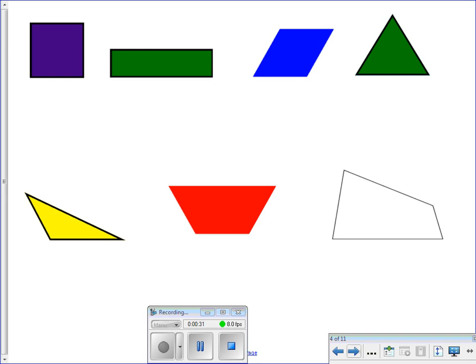So take a look at the board and the different figures on the board. The first figure, square. How would we find the area of a square? Yep, we could do area equals base times height. What else could we do for a square? Yep. Anybody have something else?